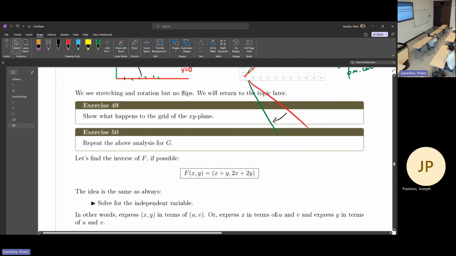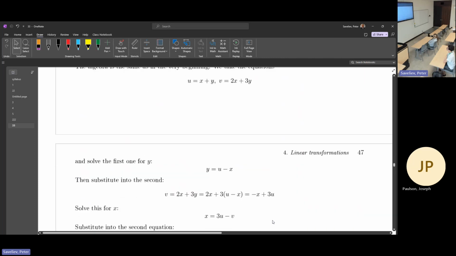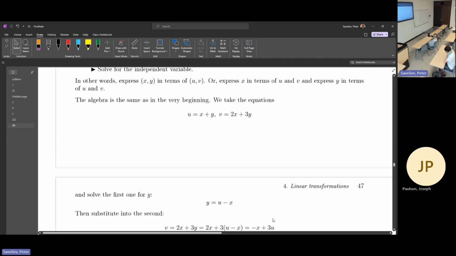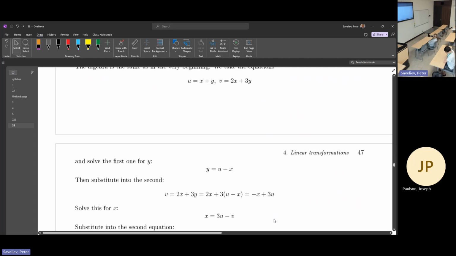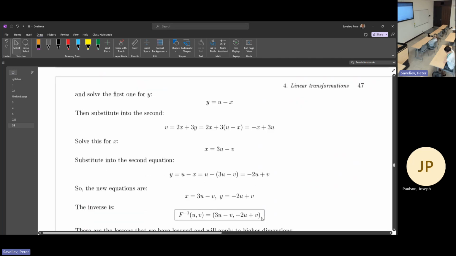Okay, so that's our formula again. Solve for the independent variable. We can do it using middle school algebra. We can solve for x and y separately like this, and that's the solution. I don't want to go through it, but it's pretty much a triviality, right? So y is equal to u minus x. You solve for y, substitute into the second, simplify, and end up with an equation that involves only x. You have x, that solves half of the problem. Substitute back into y, and you have a function for y as well.